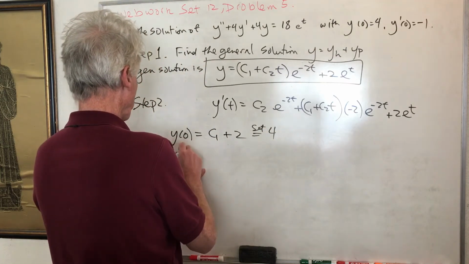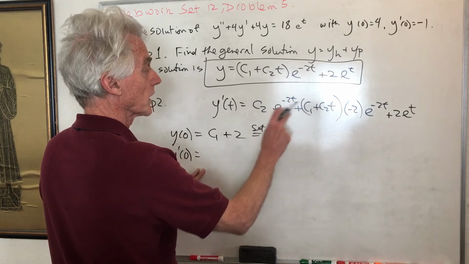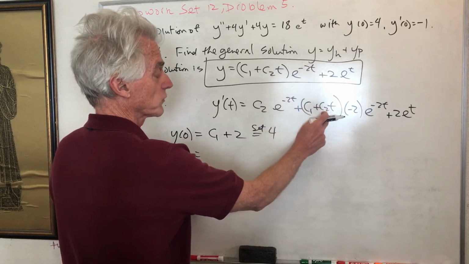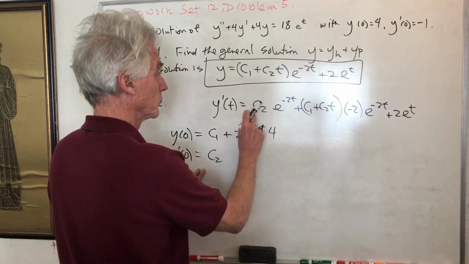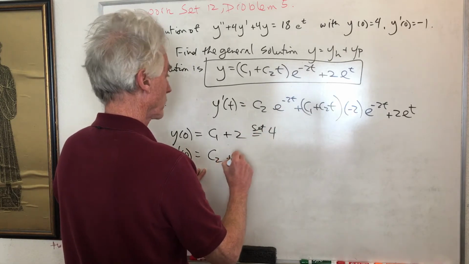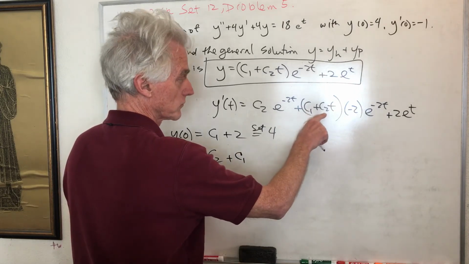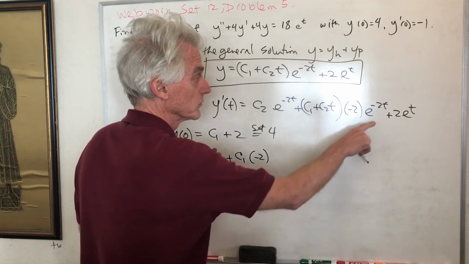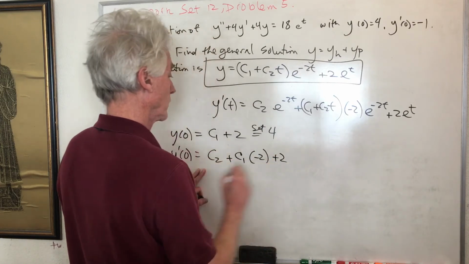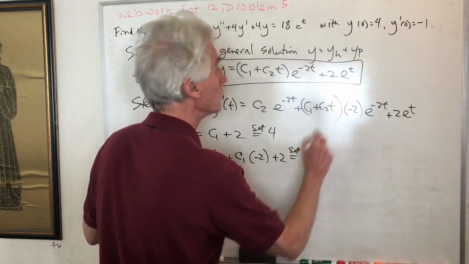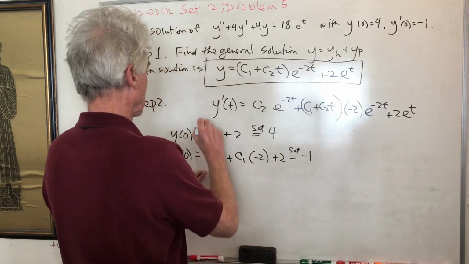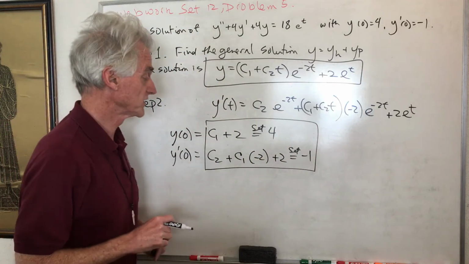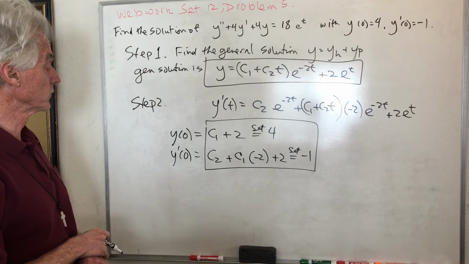And then I have y prime of 0. Okay. A lot of this, right, e to the 0 is 1. Again, that term goes away. So I get c2 times 1 plus c1. That 0 goes away. And then multiplied by negative 2 times 1 plus 2. I'm going to set that equal to negative 1. Actually, I'm going to box that, because that's a system of two equations and the two unknowns, C1 and C2.